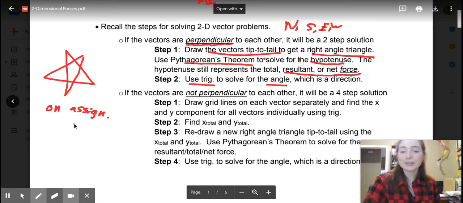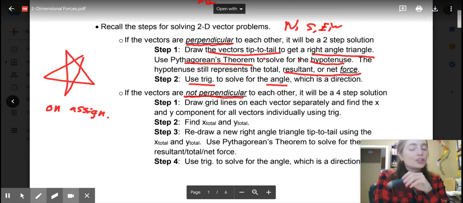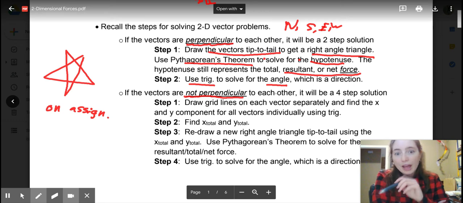Now, just like we did with our displacement, the key is if the forces are not perpendicular. If they are not perpendicular, you are going to have at least one vector with an angle, like 25 newtons going at 45 degrees north of east, and then another one going south. That is not a perpendicular vector. So that is how you're going to watch for it.